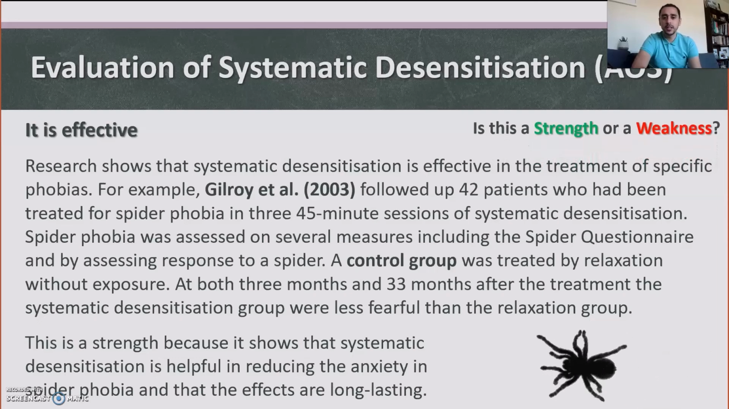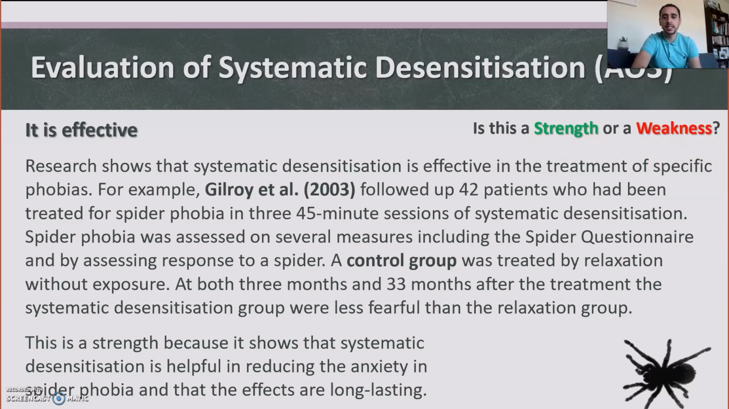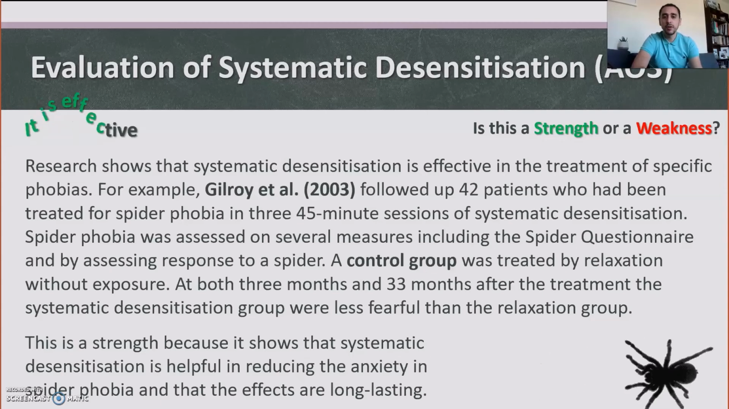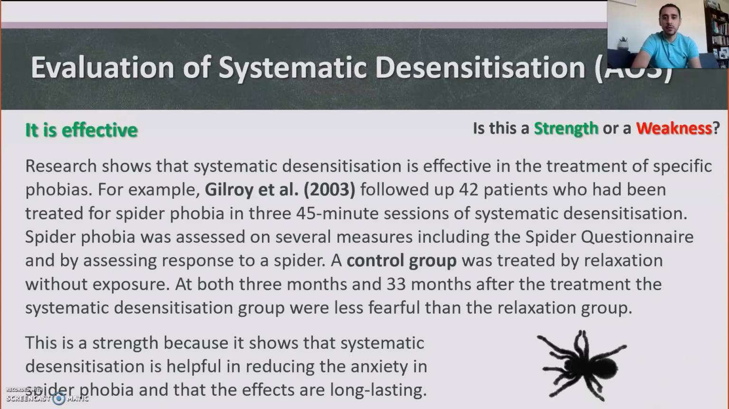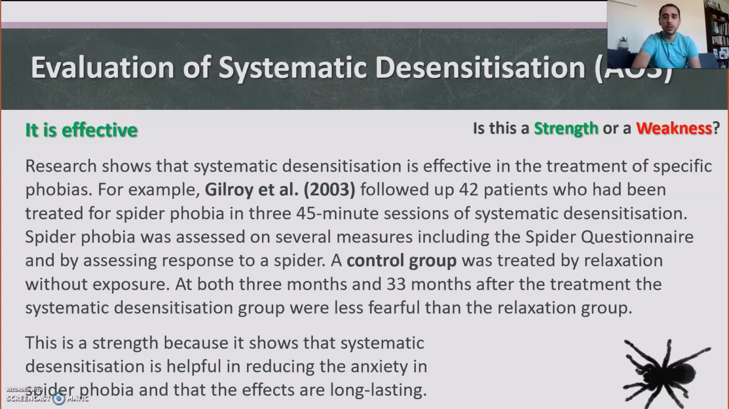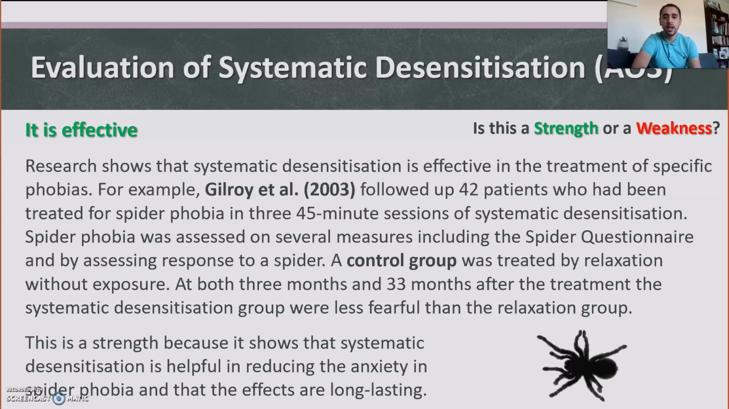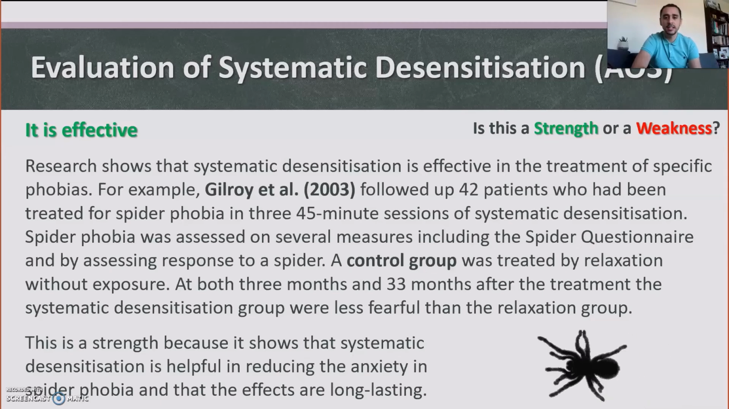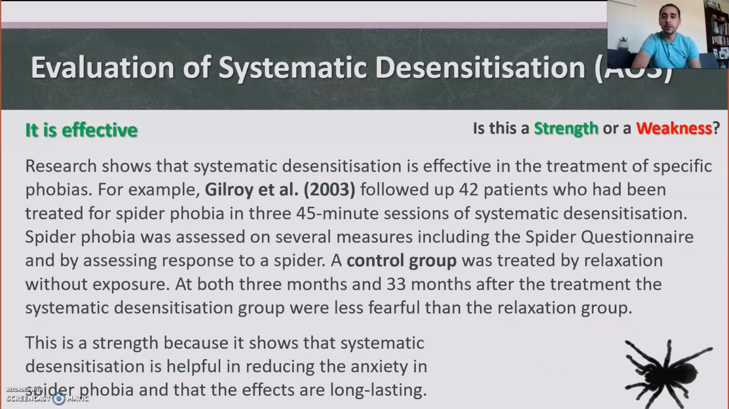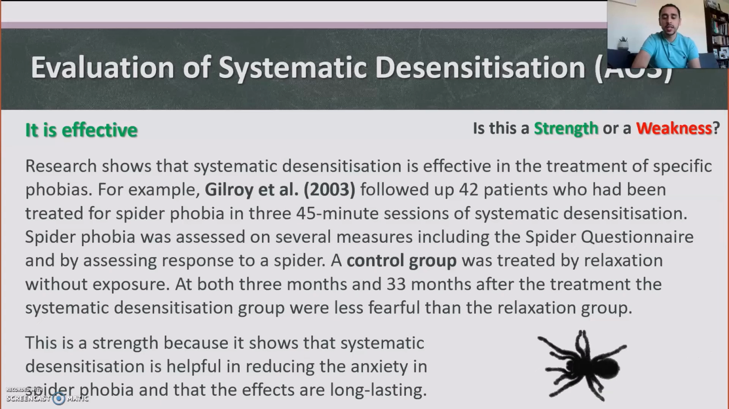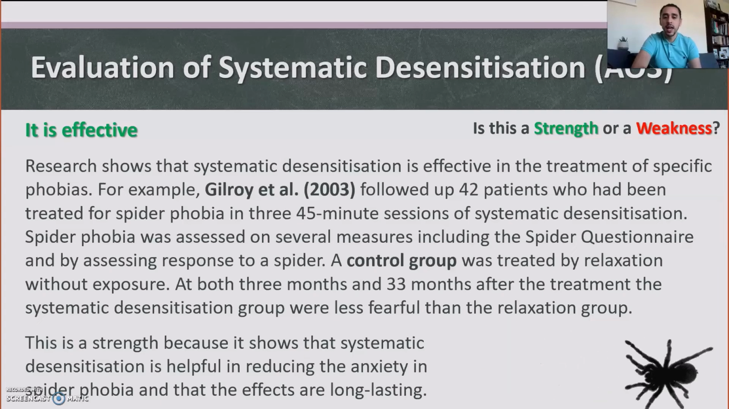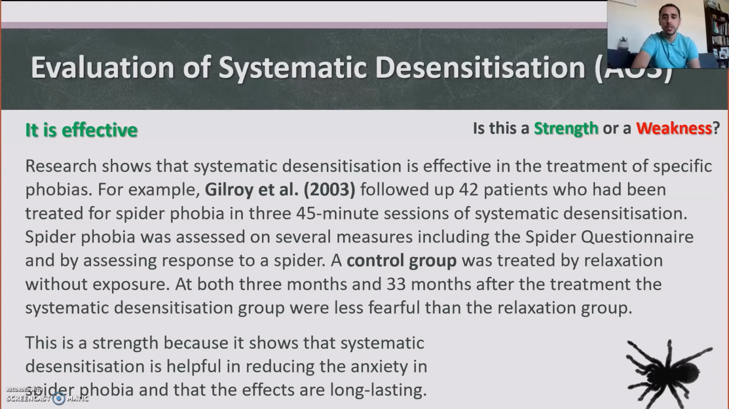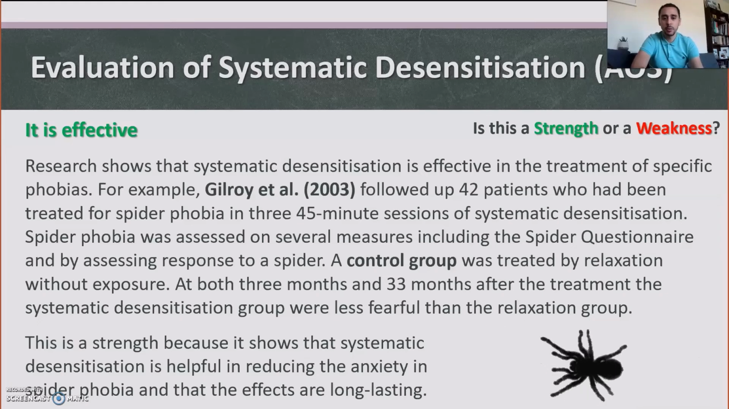Research shows that systematic desensitization is effective in the treatment of specific phobias. For example, Gilroy et al. followed up 42 patients who had been treated for arachnophobia in three 45-minute sessions of systematic desensitization. Arachnophobia was assessed on several measures, including the spider questionnaire and by assessing response to a spider. A control group was treated by relaxation without exposure.